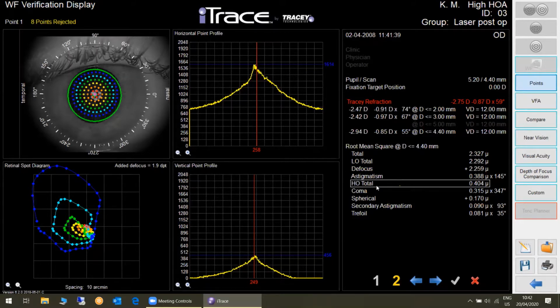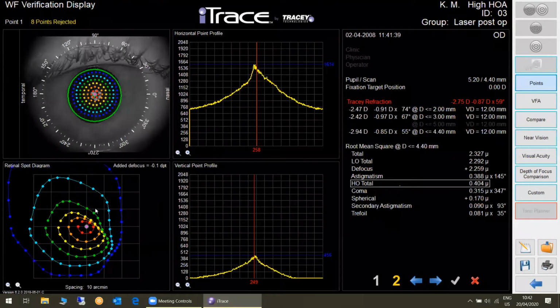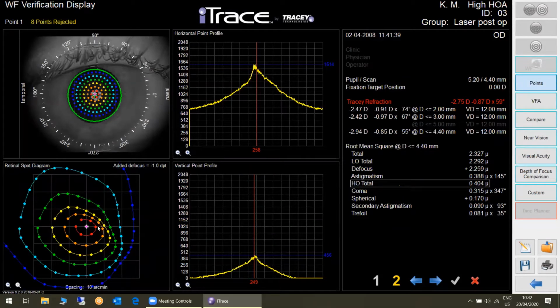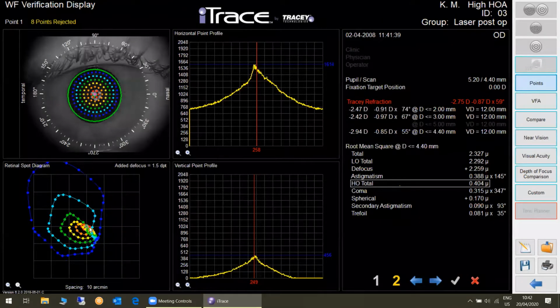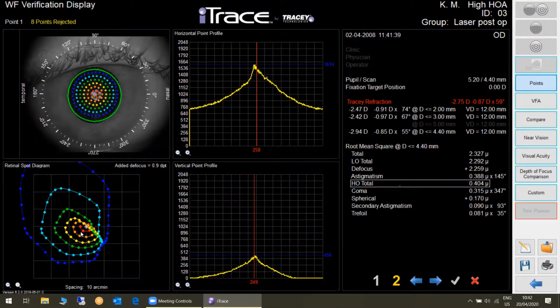The higher order has a couple of components. The most important one is coma, the second one is spherical, and the one that we also hear often is trefoil. Now, what is coma? I will show you a coma. You see those rings here, they fold on top of each other. And if you see this in 3D, this is high and this is low. Two focal points. This means coma gives you blur and double vision.